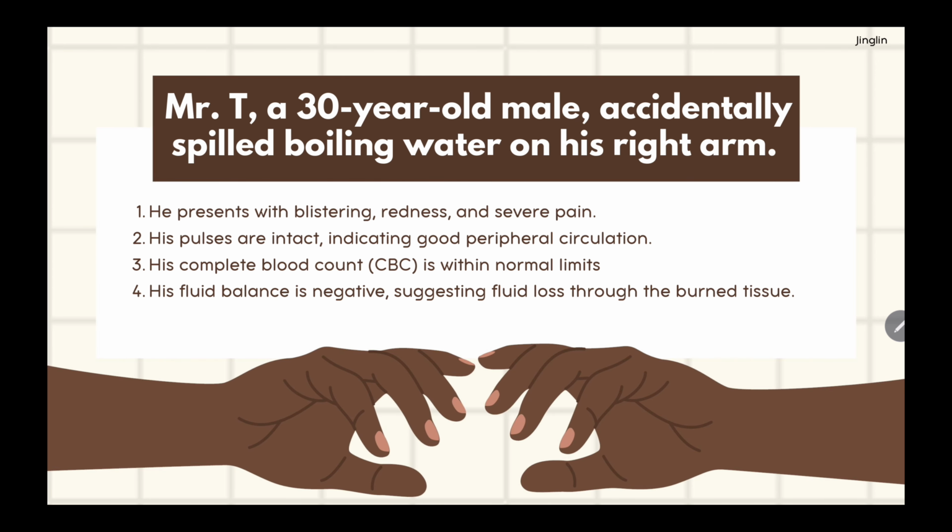In our case, the patient is Mr. T, a 30-year-old man who spilled boiling water on his right arm. He had blisters, redness, and severe pain. Even though the burn looked serious, he could still feel his pulse, which means the blood flow in his arm is normal, and that is a good sign.